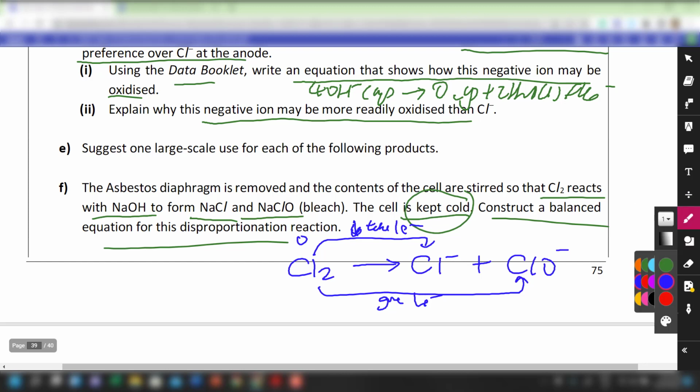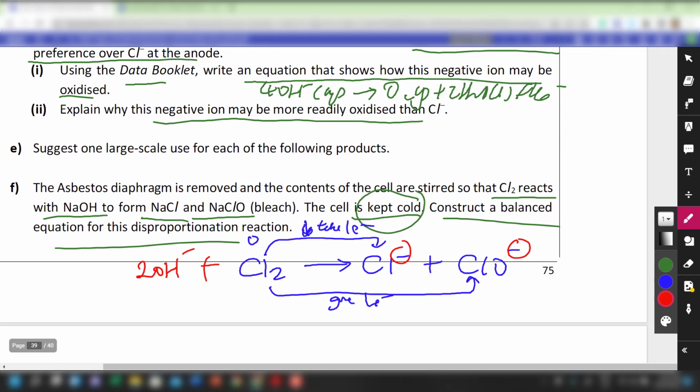So the total charge on the right hand side, if you look at the charge here, is -2. So we need 2 OH minus to help us balance. Okay, and of course water, as I mentioned in JC1 last year, will be balanced miraculously. Okay, so in this case plus H2O. Okay, because the question wrote sodium hydroxide, sodium chloride, and sodium chlorate, right? If you wish to, you can also include the spectator ions.